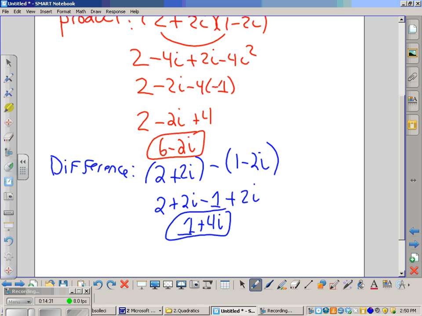This is part of the objective that says the arithmetic operations. Here we multiplied, we added, and we subtracted. Product, multiplied, added, subtracted. Okay. Nice job.